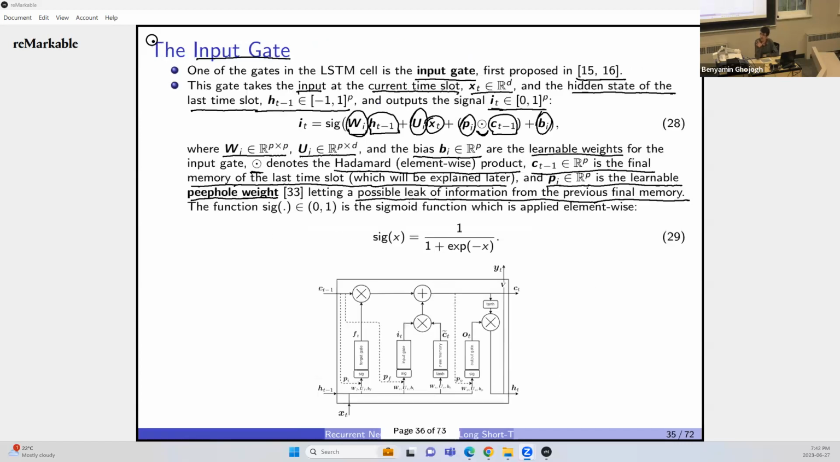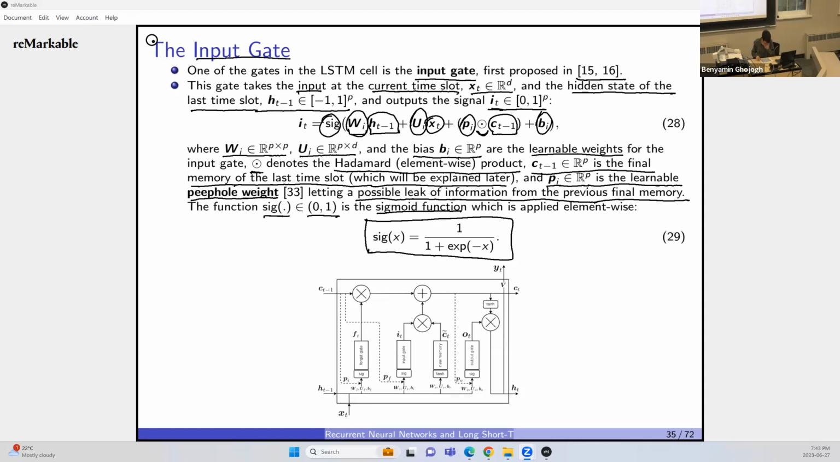It's optional, but it helps. Maybe we need some leak of information. Let the network learn that, okay? So that's the thing. It's called peephole because it's like a peephole for seeing into that. Okay, and the function sig, which is between 0 and 1, is the sigmoid function, the activation function, which is applied element-wise. So we have nonlinear activation functions in order to learn the nonlinear patterns of data, okay?